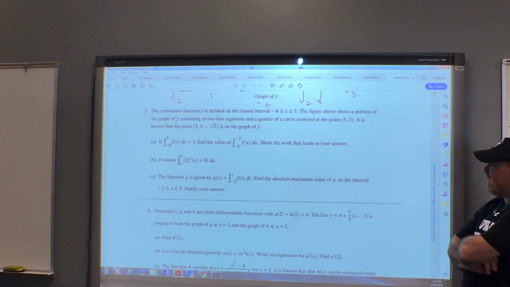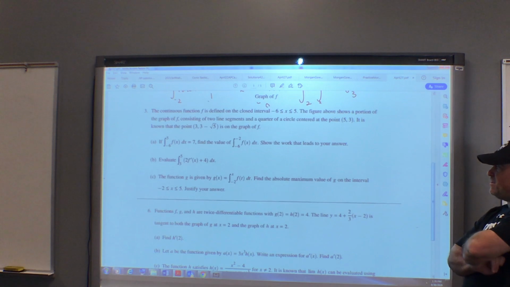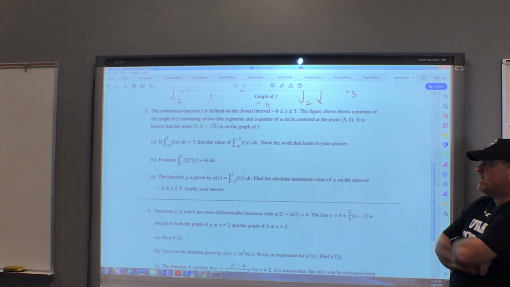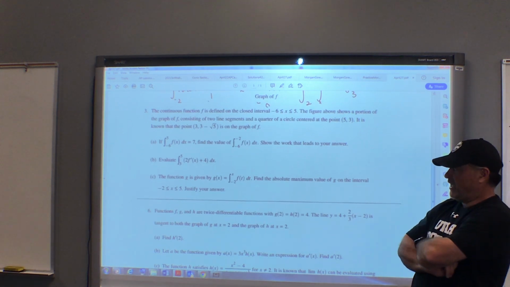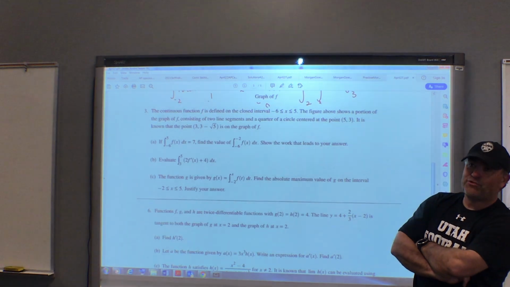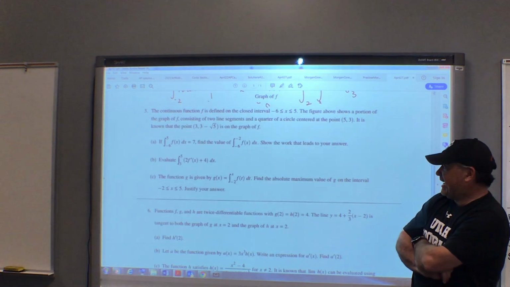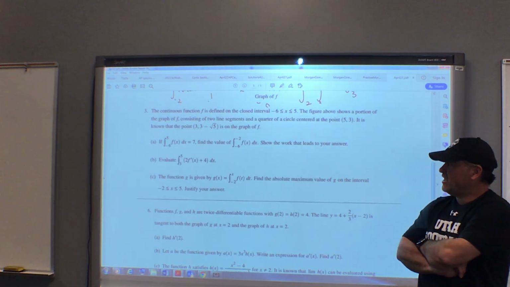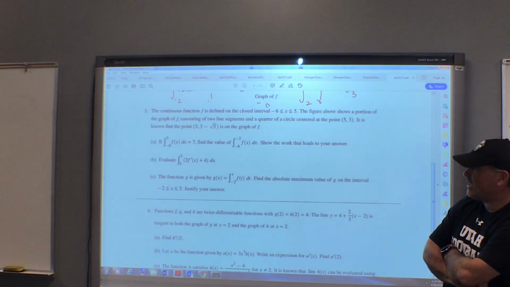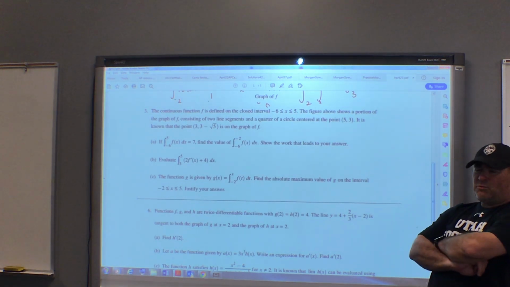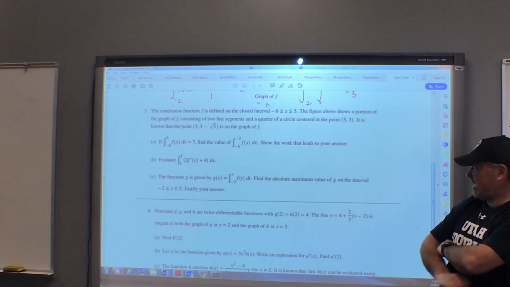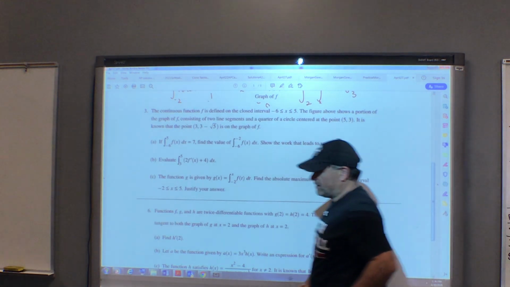Find the absolute maximum value of g on the interval -2 to 5. Justify your answer. Okay, so this is an extreme value theorem thought, and they also want to make sure you consider the endpoints, but they also are interested in, I believe, it's going to be 1/2, but we'll check that out here in a minute.